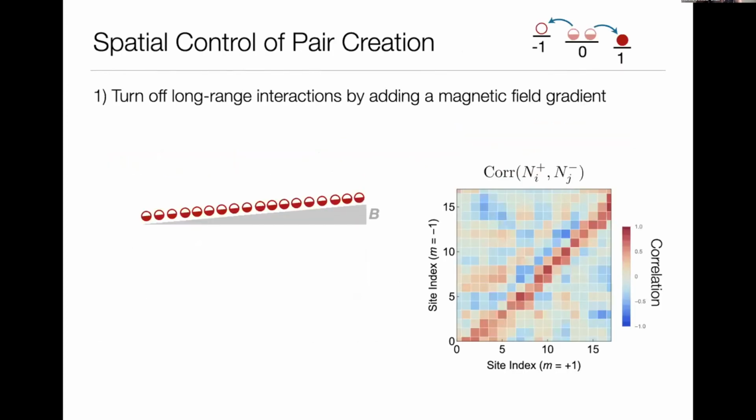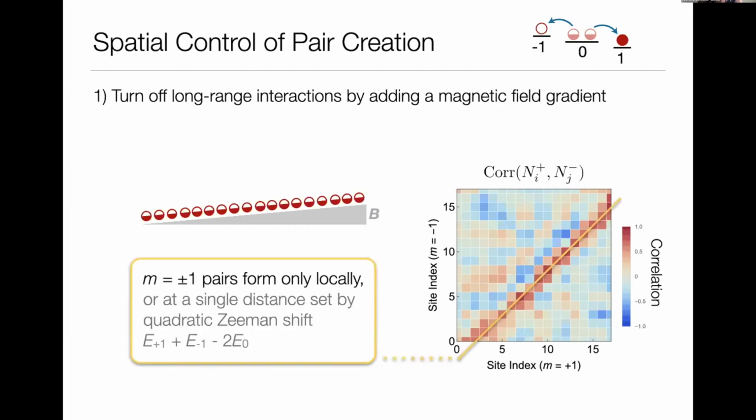So the basic trick, well, we start by turning off the all-to-all interaction that we naturally get from the cavity by applying a magnetic field gradient across the system. We can see that that works by looking at this pair creation physics and seeing that when we turn on interactions in the presence of the gradient, the process of creating one of these plus one minus one pairs is only resonant locally, if the pairs are local. And so if I look at correlations between the plus one and the minus one population, there are strong correlations on the diagonal here, and then they decay with distance.